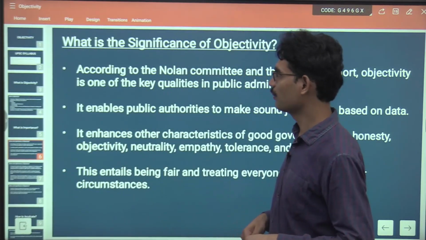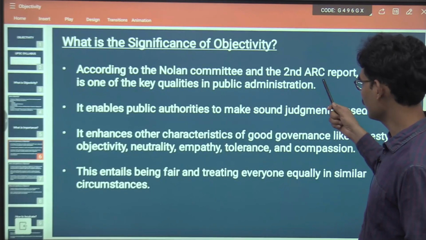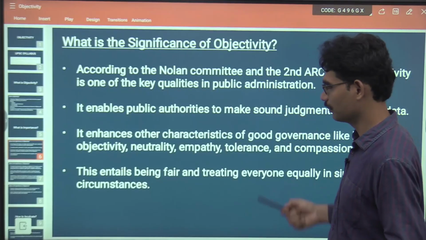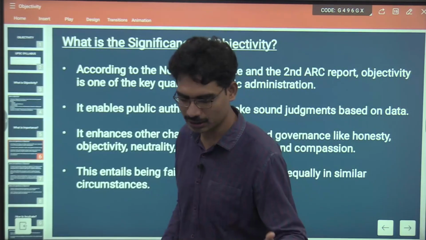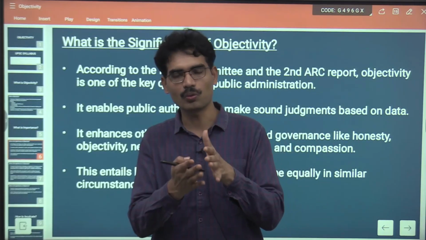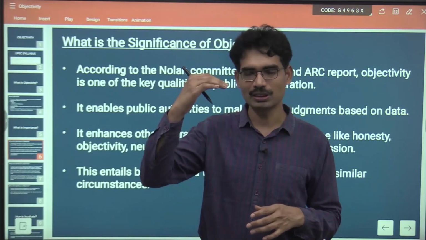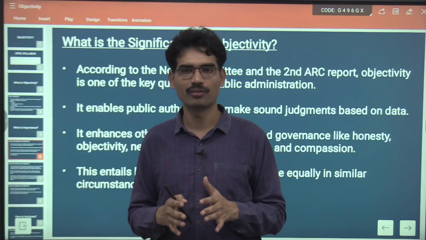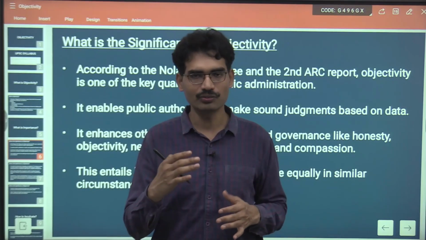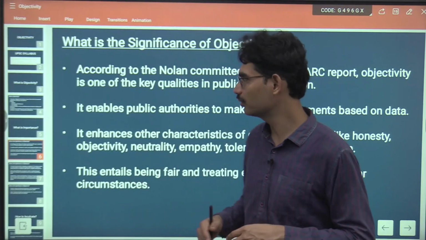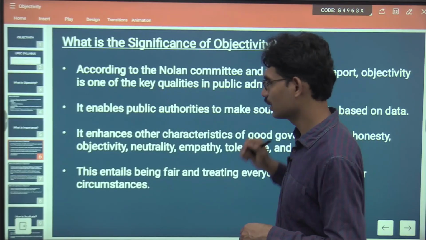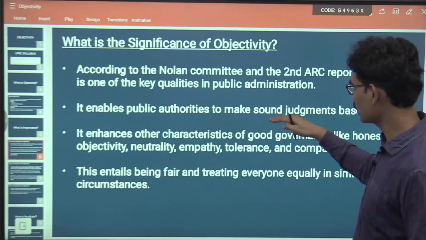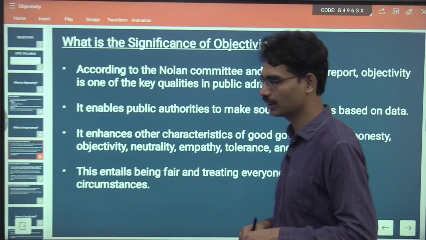Some of the examples: according to the Nolan Committee and the Second ARC report, objectivity is one of the key qualities in public administration. In public administration at the central level and state level, so many schemes are there. So much work is done every day, on a day-to-day basis. Government functionaries will be depending on the kind of work the civil servants will give. It is one of the key qualities on which the entire public administration relies. It enables public authorities to make sound judgments based on data.